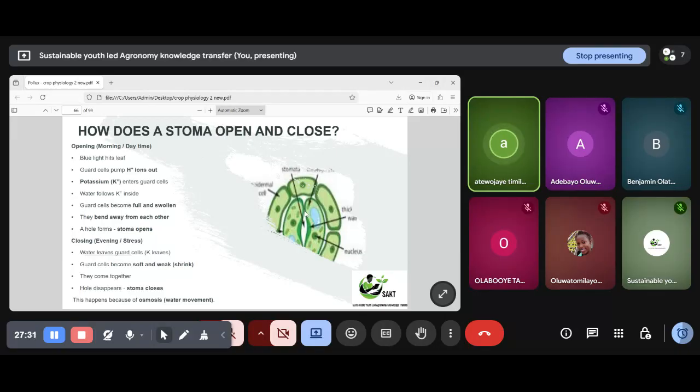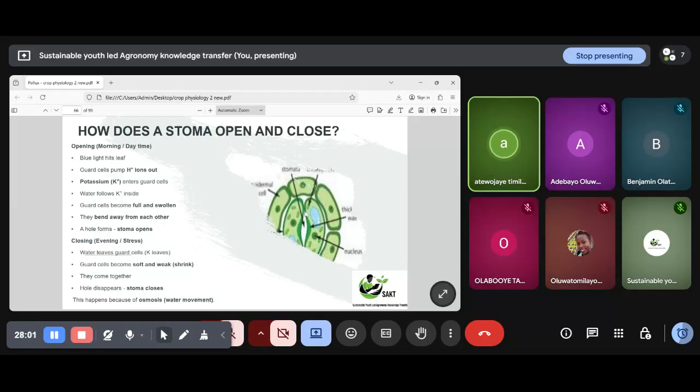Now, this is very important. How do stomata open and close? This one is particularly for people who like spraying in the afternoon. Some people can spray anytime. So, opening: blue light hits the leaf, and the guard cells pump hydrogen out. This is how stomata open. We are talking about physiology now, crop physiology.